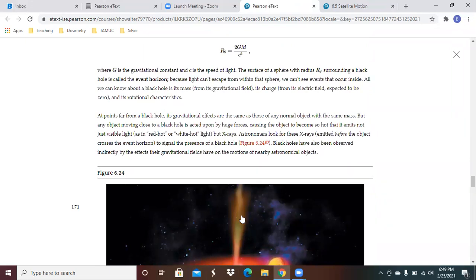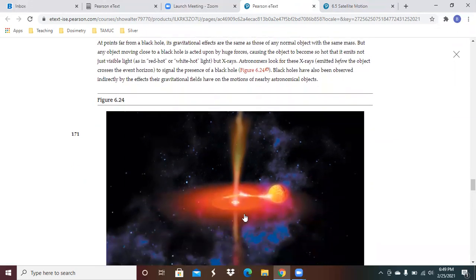The surface of a sphere with radius r sub s surrounding a black hole is called an event horizon, because light can't escape from that sphere. All we know about a black hole is its mass, its charge, and its rotational characteristics. And this is what one of these looks like.